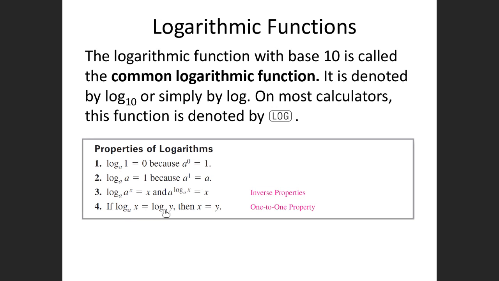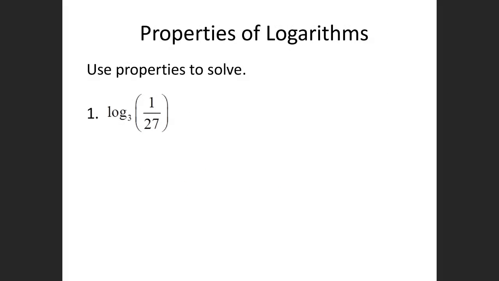All right. And then our last one that we had covered, our one-to-one property for exponents, has the same for logs. If I have a log of base a with an input x equal to a log of base a, the same log, but has another value y, the only way these two logs can be equal to each other is if x and y are equal to each other. Okay. All right. So let's look at some examples.